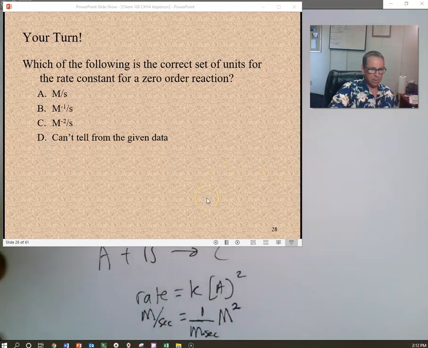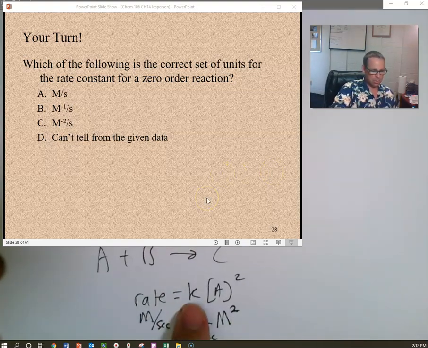But that's right. This is the pattern that we go to identify the units on K. Very good. Did you want to give the joke, Sarah? I didn't want to cut you off.